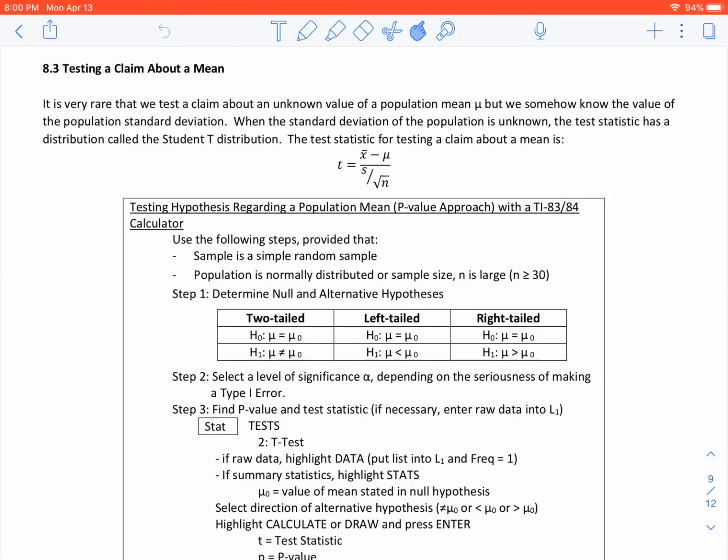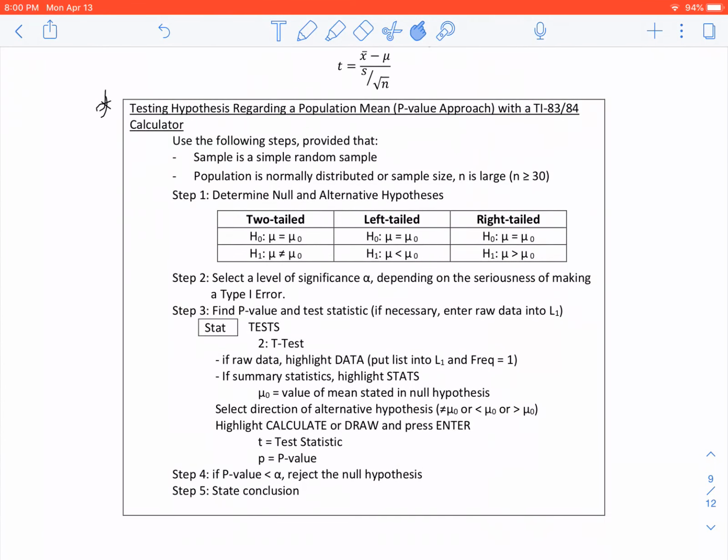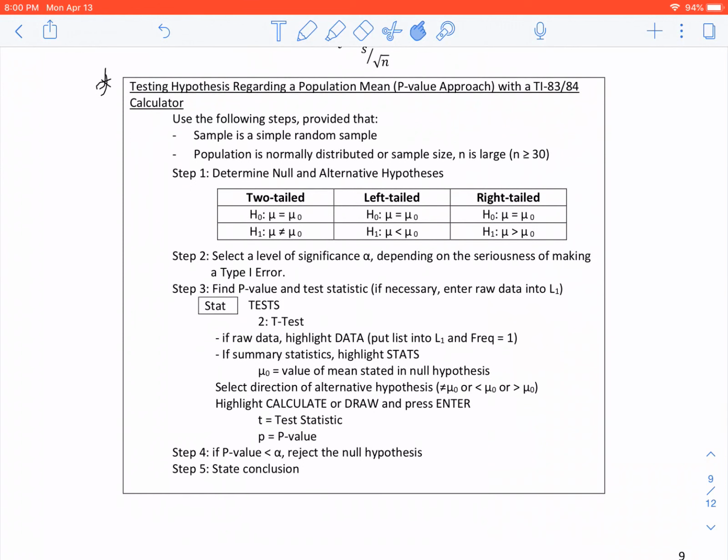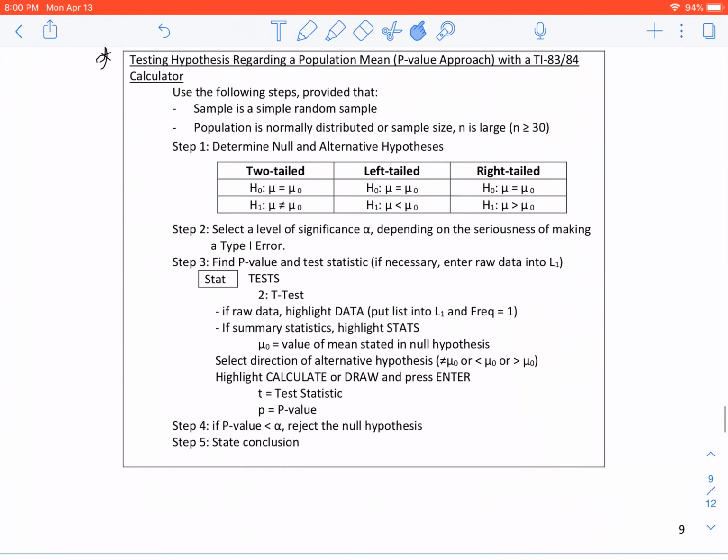The test statistic for testing a claim about a mean is given to you below. We saw this last chapter. I'm going to go ahead and give the box down here a star. This is testing a hypothesis regarding a population mean, p-value approach, with an 83 or 84 calculator. Use the following steps, provided that we need to check two things: the sample is a simple random sample, and the population is normally distributed, or the sample size n is larger than or equal to 30.